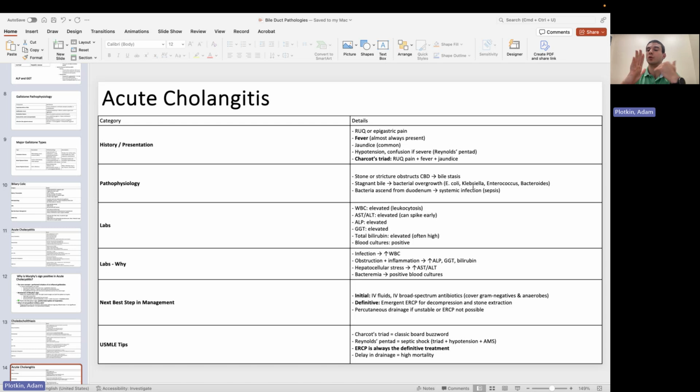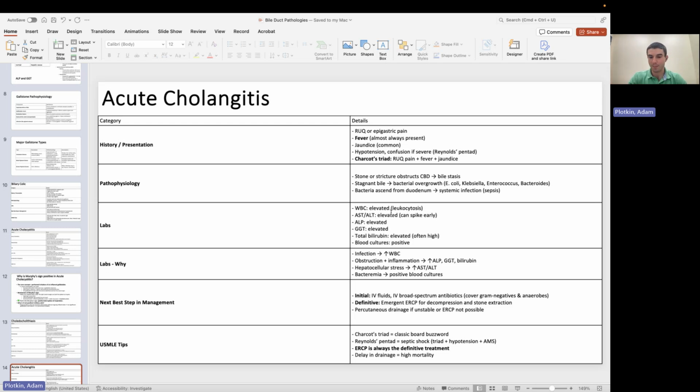We can then progress to Reynolds pentad, where we get confusion and hypotension on top of that. Now you're thinking, okay, confusion and hypotension, that's sounding like sepsis and end organ damage, right? So we're progressing into sepsis and potentially even septic shock if the patient doesn't respond to fluids, all right?